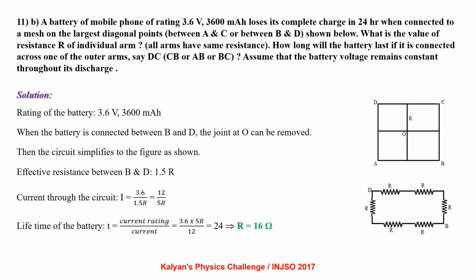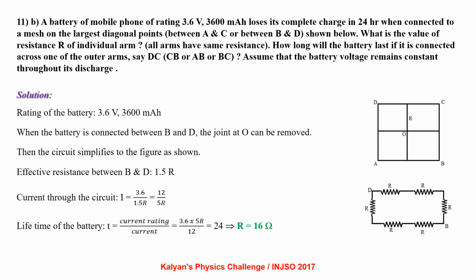A battery of a mobile phone of rating 3.6 volt, 3600 milliampere hour loses its complete charge in 24 hours when connected to a mesh on the largest diagonal points, between A and C or between B and D, as shown below. What is the value of resistance of the individual arm? All arms have the same resistance.